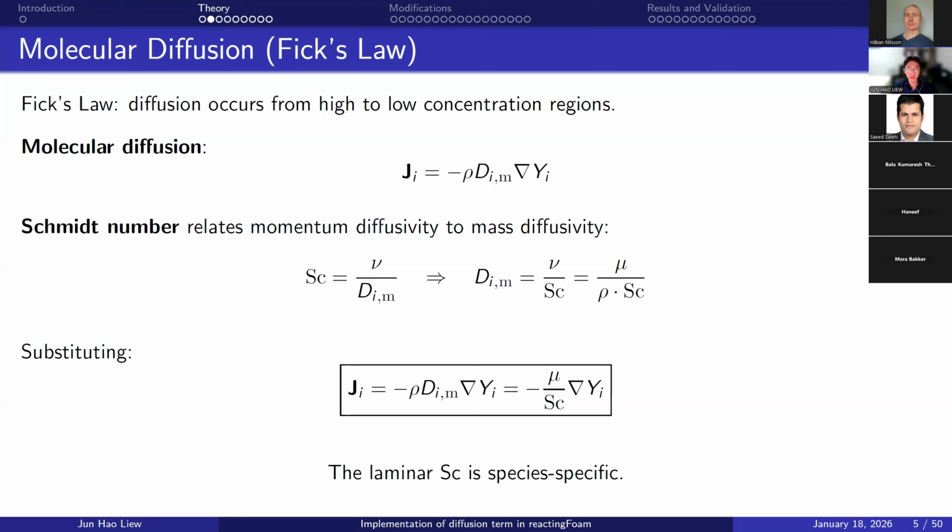We can also relate this to the momentum diffusivity, or kinematic viscosity, by using the Schmidt number. The Schmidt number is basically the ratio of momentum diffusivity to mass diffusivity. If we substitute all these equations in, we get the final equation. You can use either of these forms. It doesn't matter because they are the same thing.